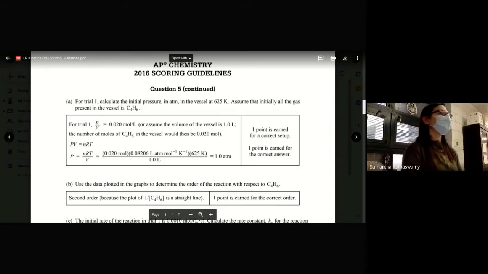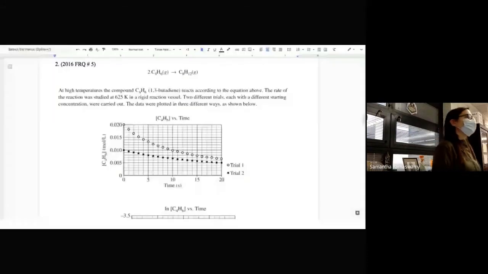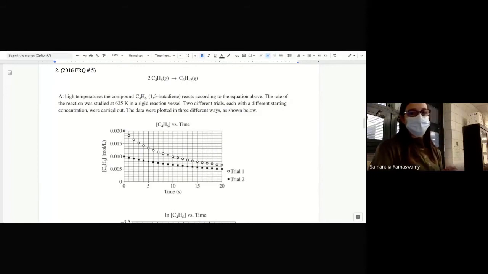If it's asking for pressure, nowhere else in the question did it say anything about pressure. So if you have to calculate pressure, it's probably a good bet that you're going to be using the ideal gas law. So for part A, you're using the ideal gas law, PV equals nRT. Now it says that you're doing it for trial 1. So whenever you are looking at initial data, I'm going to switch back to what the actual free response page looked like.